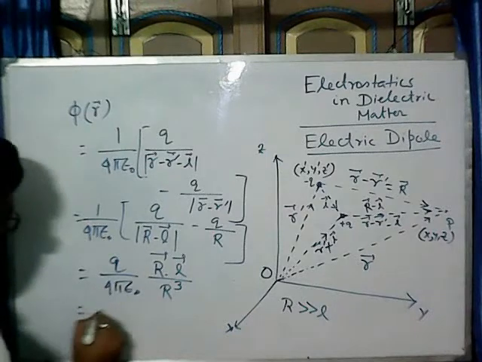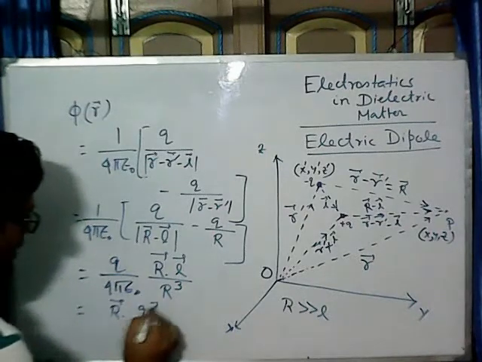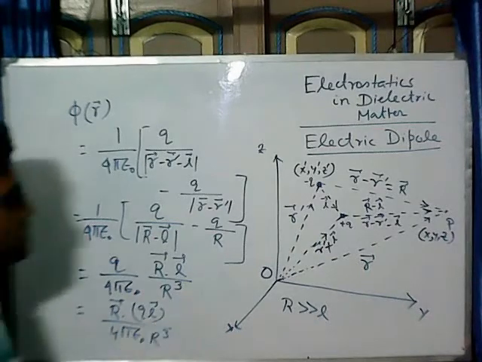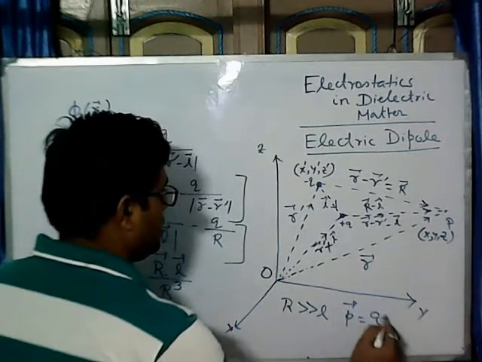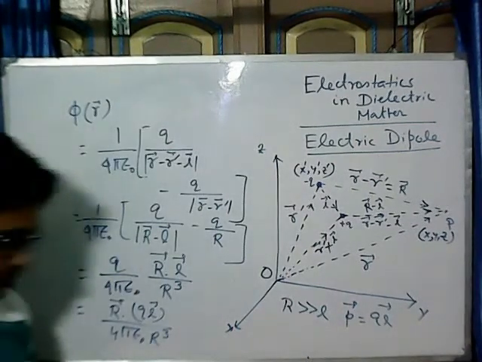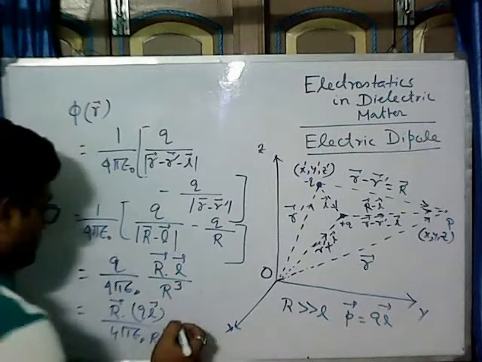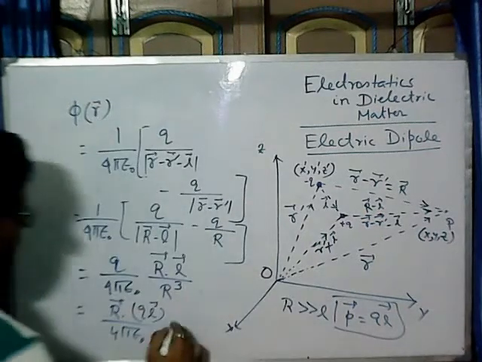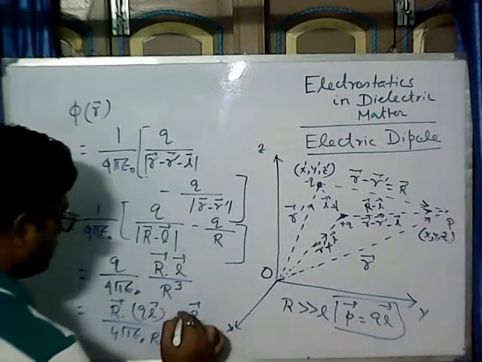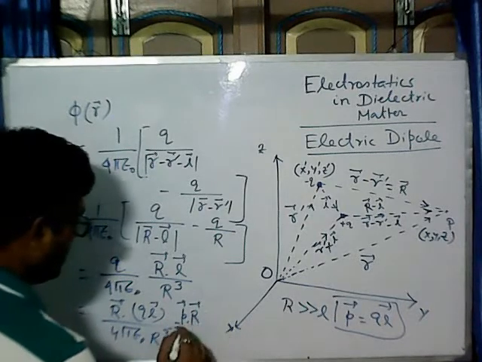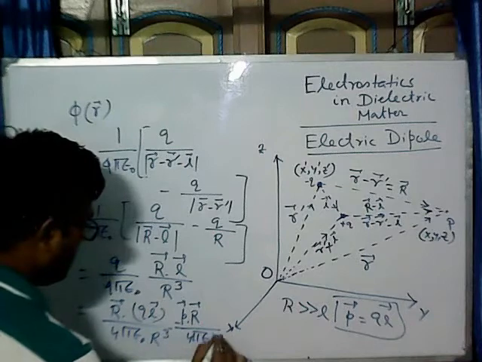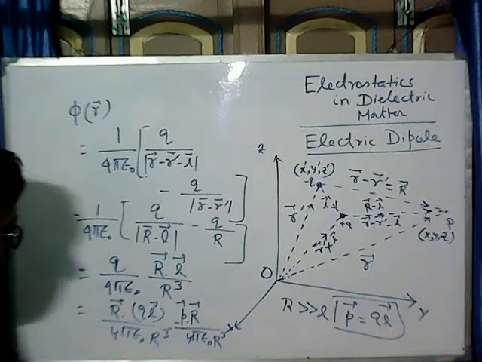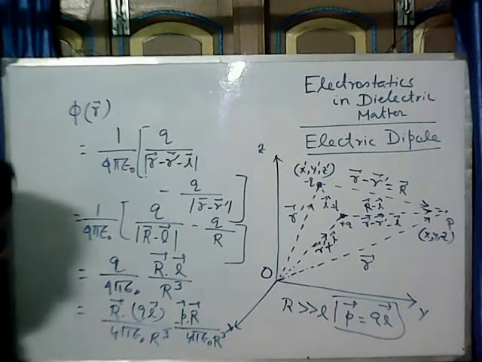Now here, this r dot q by 4 pi epsilon naught R cube. This term we already said is the dipole moment, the individual dipole moment. When there is only a single dipole, the dipole moment will be this. In that case we can write p dot r by 4 pi epsilon naught R cube. So this is the form of potential in terms of dipole moment.